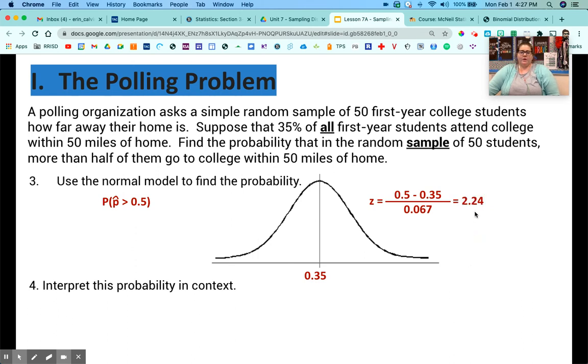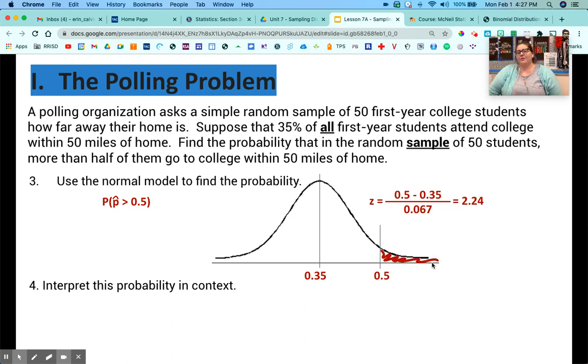So we get a z-score of about 2.24, which tells us that 0.5 as a sample proportion is 2.24 standard deviations above the mean. So it's kind of far out there. It's not super typical, right? We're not in the middle 68-ish% or even 95% of what's typical. It's pretty far away. So then once I have my z-score, I'm trying to find the probability that more than half.